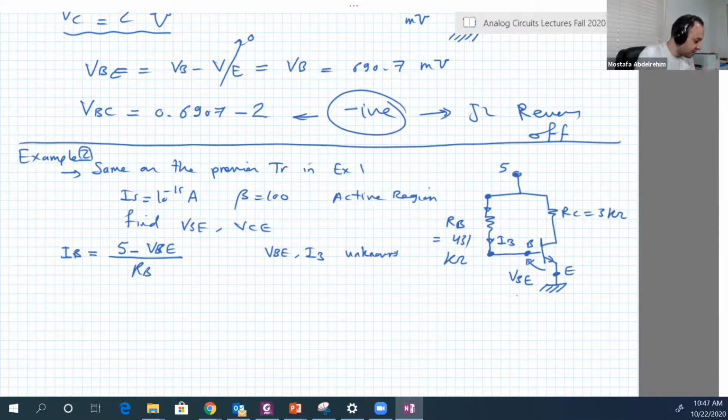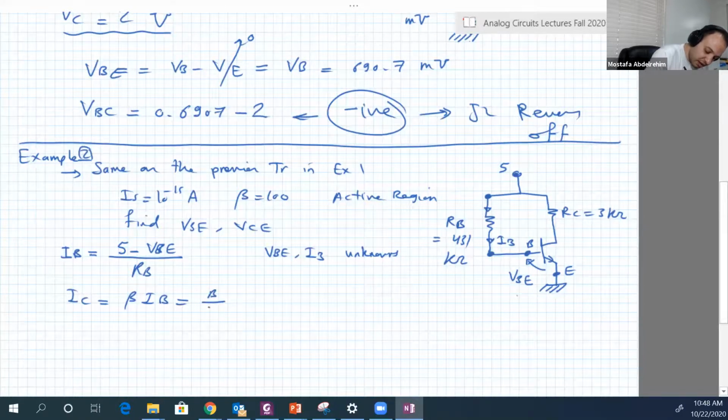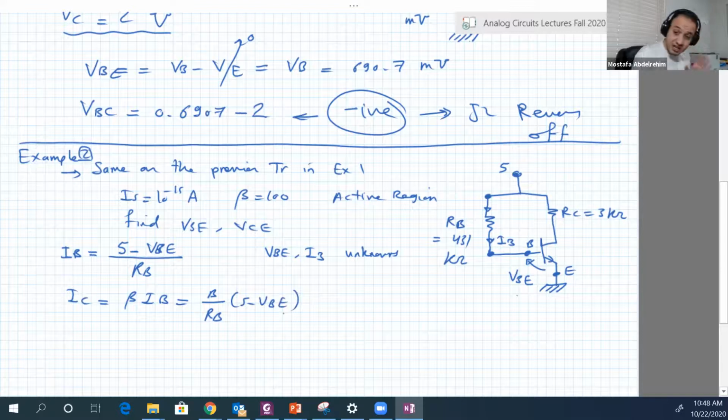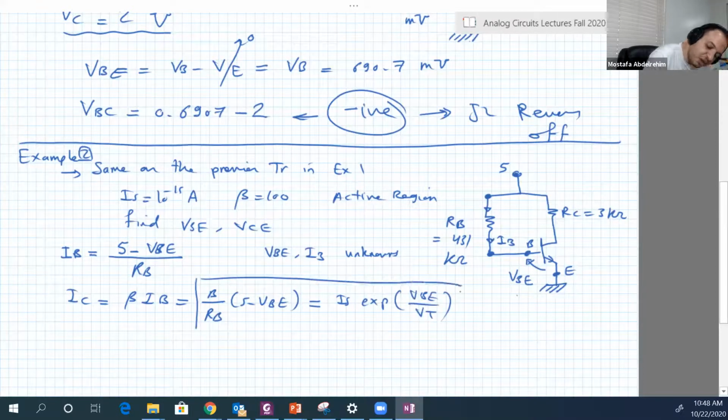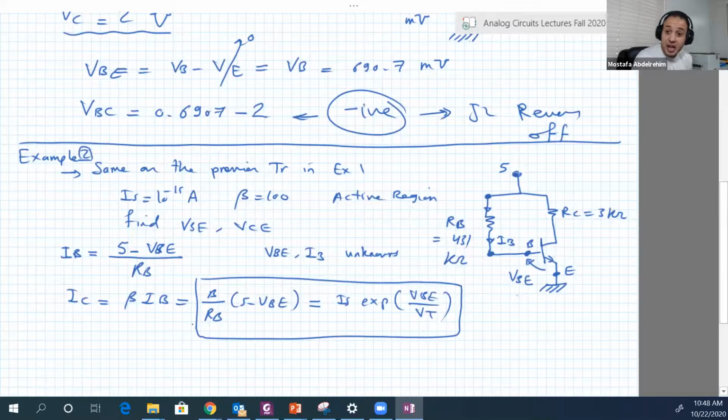So just to stop at this, let's continue. IC is equal to beta IB, so beta over RB times 5 minus VBE. And IC is still unknown, VB is still unknown and IB is still unknown. But IC is equal to IS exponential VBE over VT. Now let's look at this equation here. How many unknowns are in it? It's just one unknown.